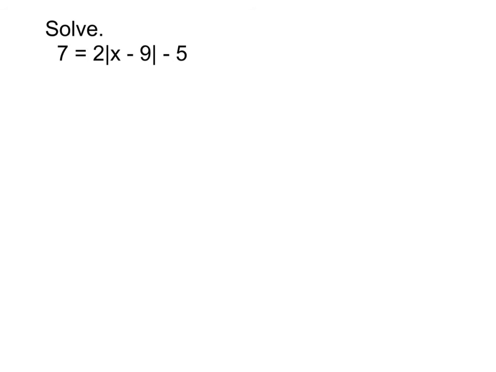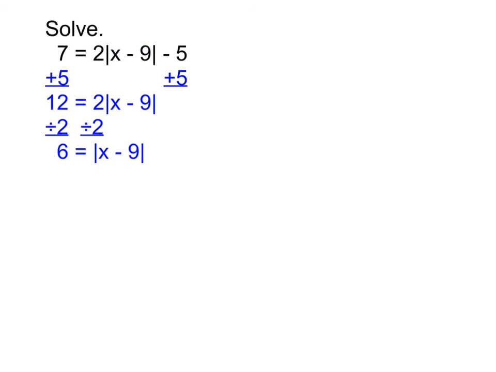And of course, starting it off, remember the very first thing you want to do is get the absolute value by itself. So notice that you're starting by getting rid of the 2 and the negative 5. And once you've done that, we end up with 6 equals the absolute value of x minus 9. Notice the absolute value is by itself, so this is where we're going to end up getting rid of the absolute value and therefore inserting the positive and negative versions.